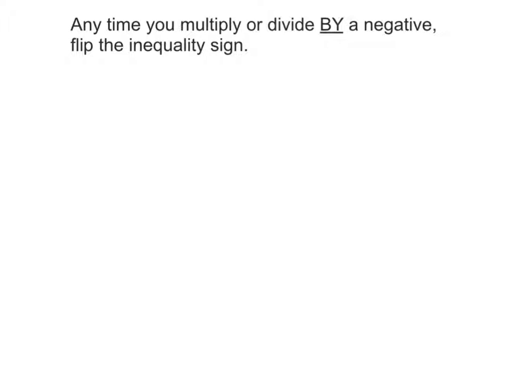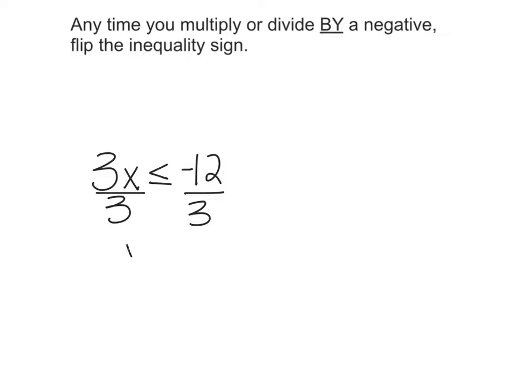And one last thing to cover, and you should know this from years past, anytime you multiply or divide by a negative, you need to flip the inequality sign. So let me give you an example. If I had 3x is less than or equal to negative 12, I would divide both sides by 3. I am not dividing by a negative, I'm just dividing a negative by a positive. So I am not going to flip the sign.